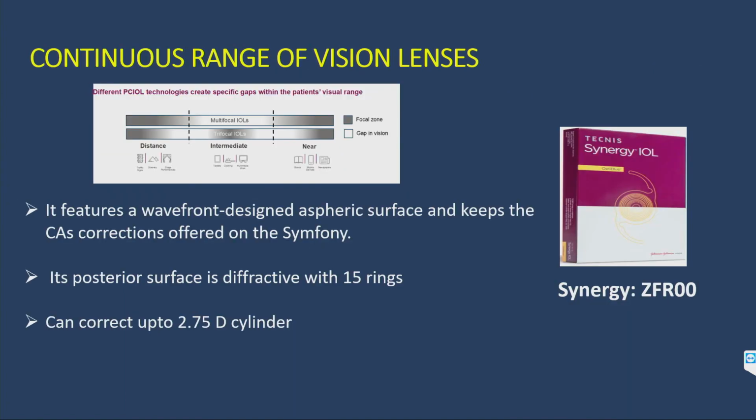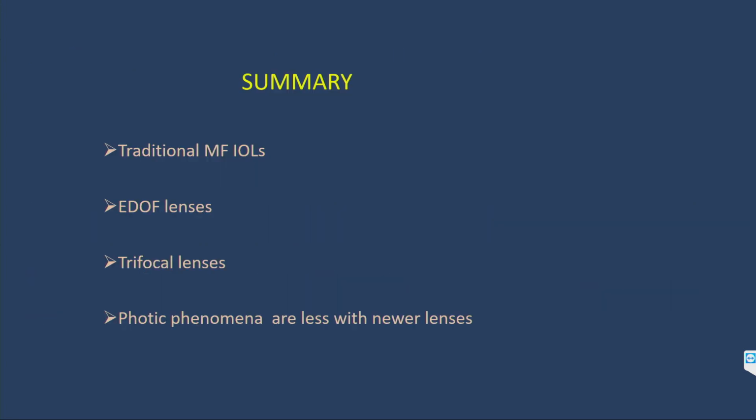Now, the last in the spectrum is the continuous range of vision lenses. See, if you can see this here, with bifocal lenses, it had a distant focus and a near focus, but there was a gap in the center. Then with trifocal lenses, the distance, intermediate, and the near vision was good, but at the junctions, there was a gap. So, in these junctions, they employed the EDOF technology to give a continuous range. One such lens is Synergy, and they have a toric platform also with that.